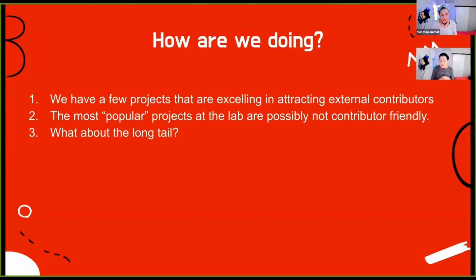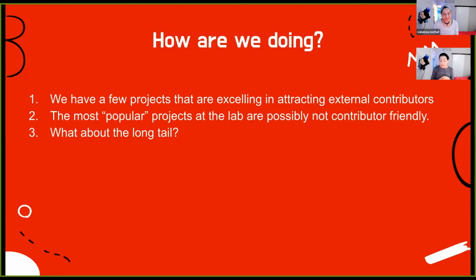They're really excelling in attracting external contributors. But what was interesting is that the projects at my institution that had the most people working on them internally, they're on GitHub, they're public, those were not the projects that had the most people working on them externally. So there's some kind of mismatch between what the lab thinks is important and what outside people think are important. And maybe it's also because these projects aren't contributor friendly. And then I saw this long tail.